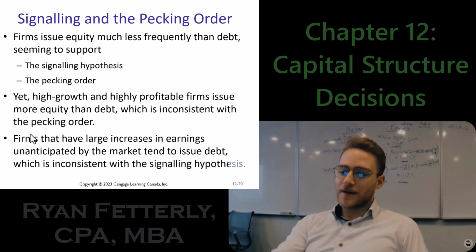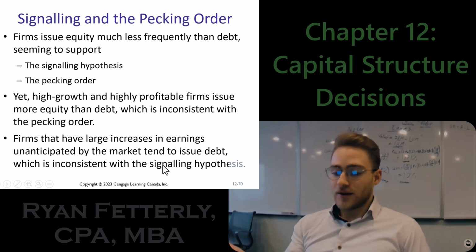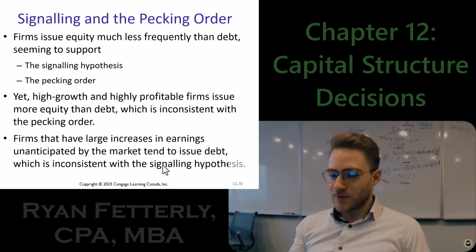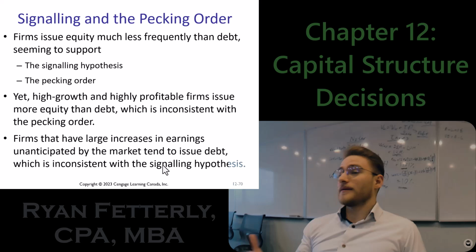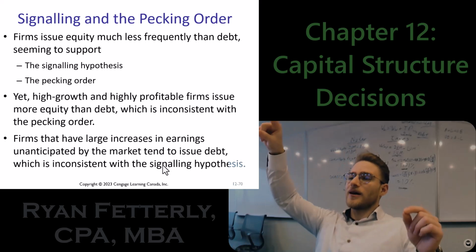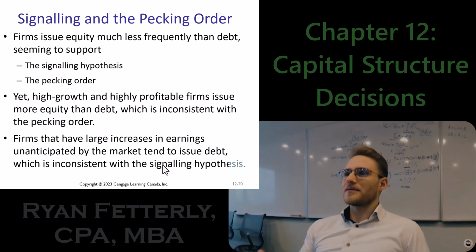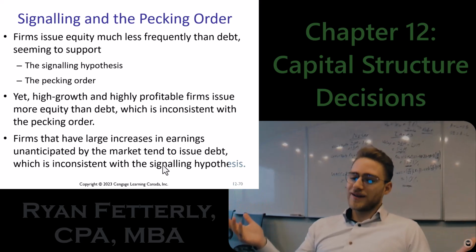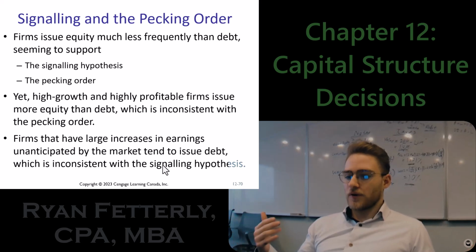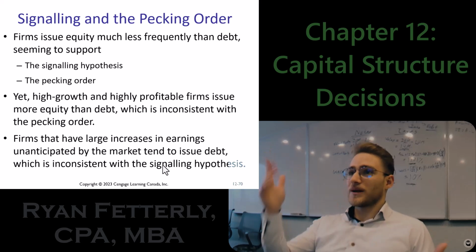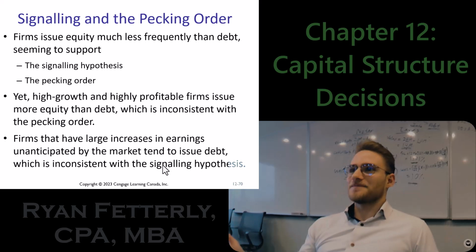It's confusing, right? And firms that have large increases in earnings unanticipated by the market tend to issue debt, which is inconsistent with the signaling hypothesis, right? So all of a sudden my stock looks great and it takes off. Oh, well, my stock's already doing good. I need to stabilize my capital structure. Let's issue some debt, right? Well, it's also going to boost the valuation of my firm, right? That doesn't make sense for signaling, right? For market timing, right? Because if my stock price is high, technically I should be selling equity, not issuing debt, right? So these all mix in.